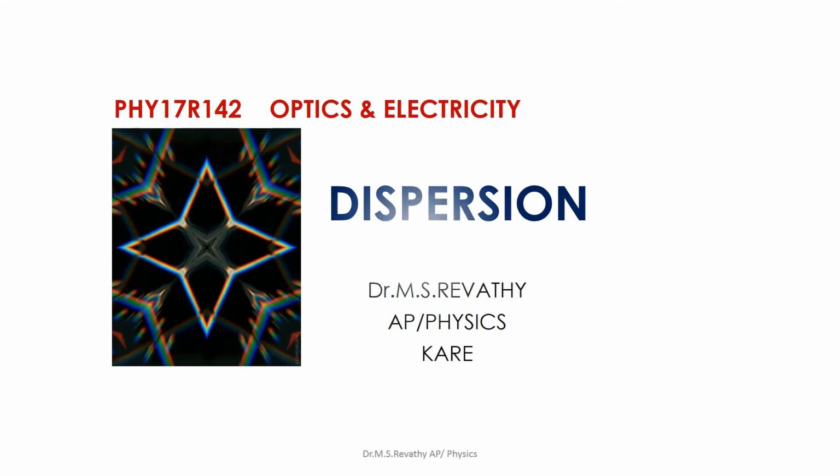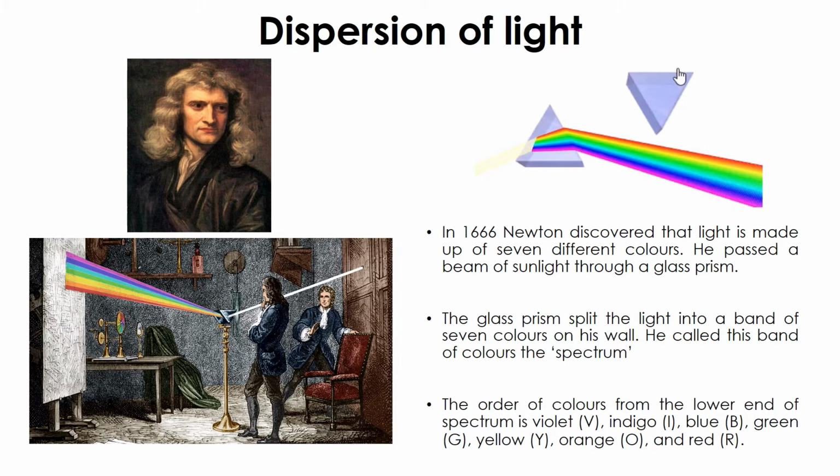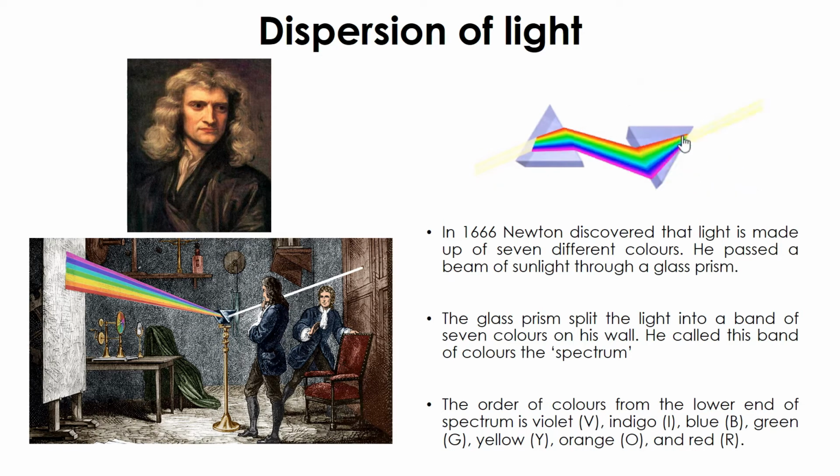In 1666, Newton discovered that light is made up of 7 different colors. He passed a beam of sunlight through a glass prism. The glass prism split the light into a band of 7 colors on his wall. He called this band of colors the spectrum. The order of colors is violet, indigo, blue, green, yellow, orange and red. So this is the sequence of 7 colors obtained in a spectrum.